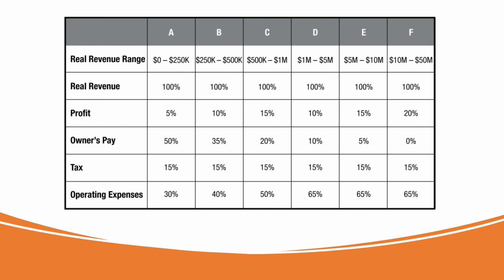Generally, businesses that make up to $250,000 in revenue or less are highly dependent on the owner. And you'll see, I'm happy we threw the chart here. You'll see that the owner's pay is usually about 50% of the income, profits 5%, and then operating expenses at 30% when you take out your tax deduction.